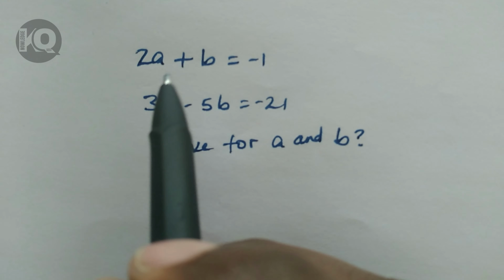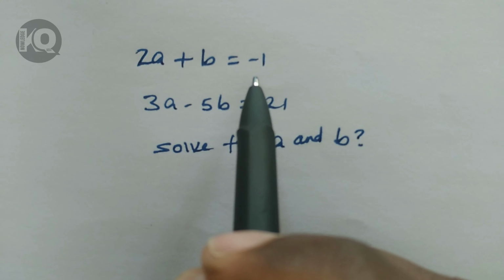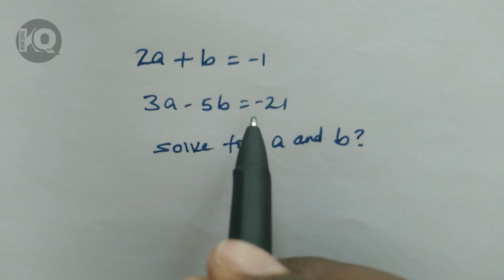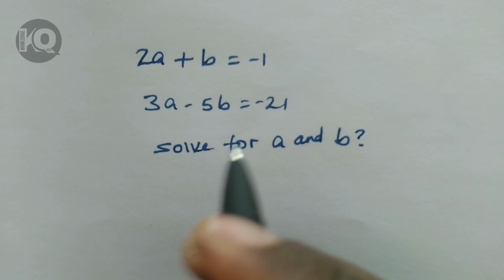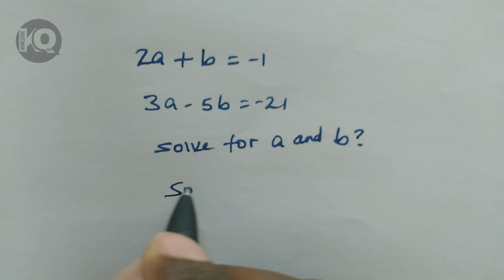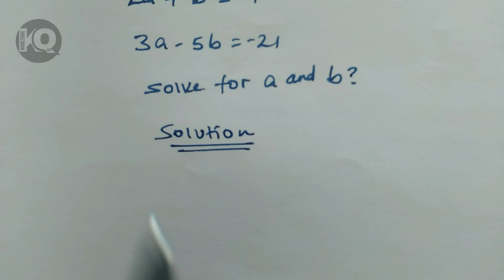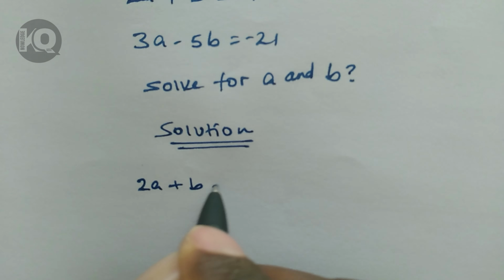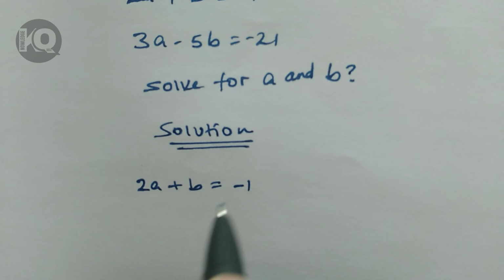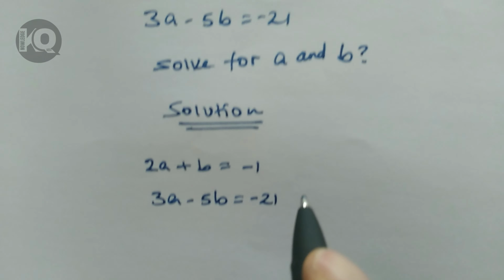Hello, you are welcome to solve this math problem: 2a plus b is equal to minus 1, and 3a minus 5b is equal to minus 21. Solve for a and b. So, solution: let's record the problem, that is 2a plus b equals minus 1, and 3a minus 5b equals minus 21.